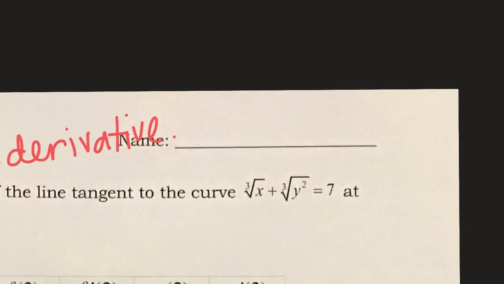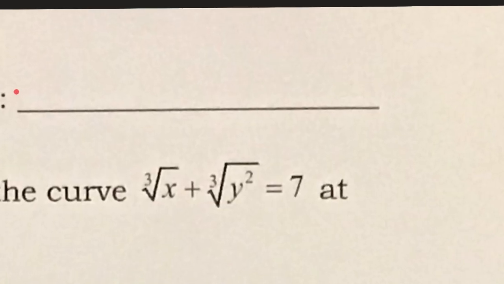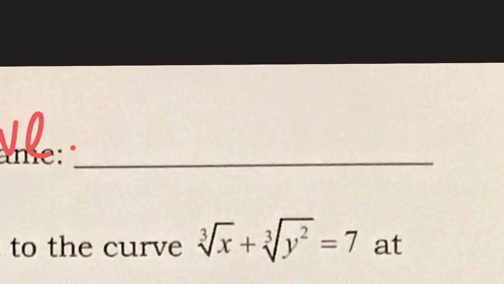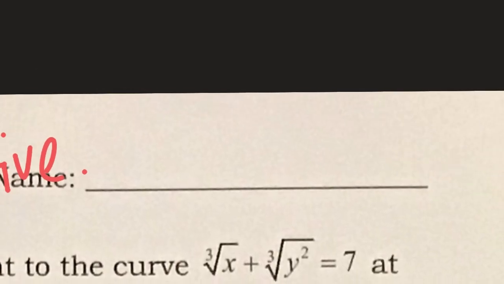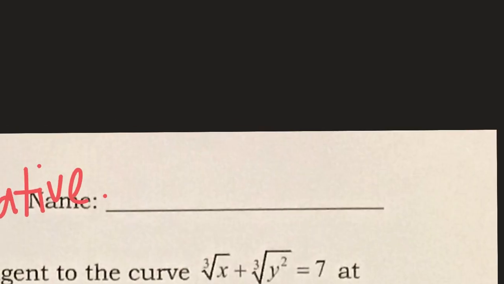So here we have a nice curve. The cube root of x plus the cube root of y squared equals 7. Sorry, that's some curve. So we need to take the derivative of this. So we're going to do this with our implicit derivative knowledge, because we have an x and a y. This would be a pretty murderous thing to solve for y. So rather than solving it for y, we're going to do implicit differentiation.